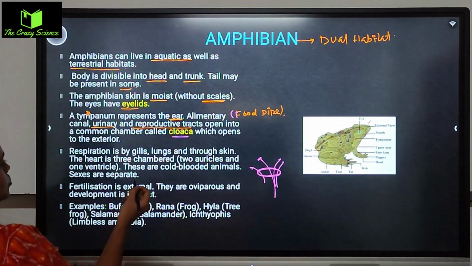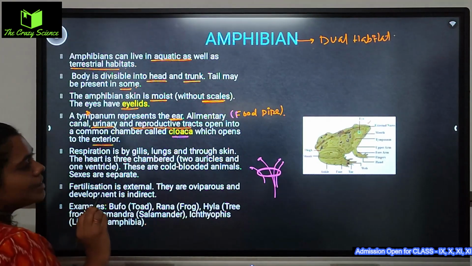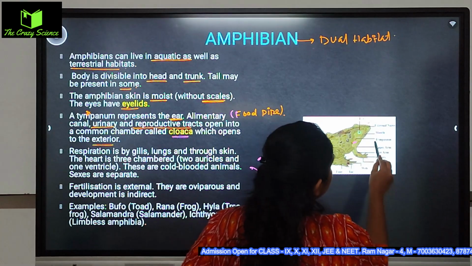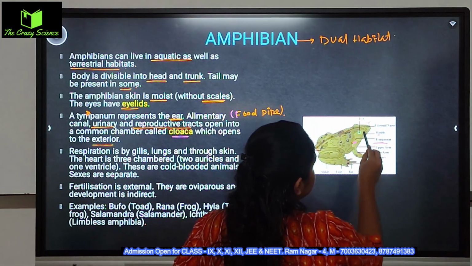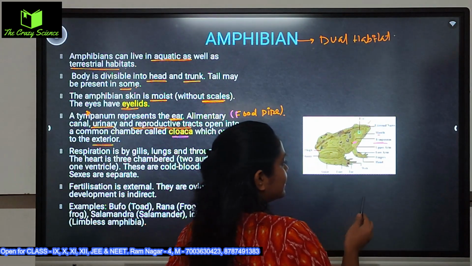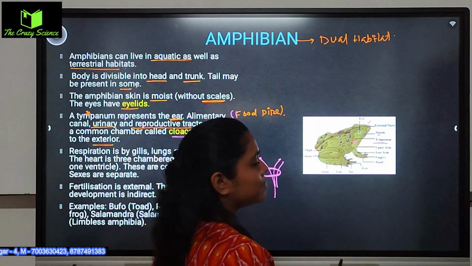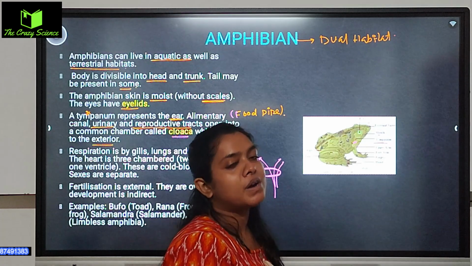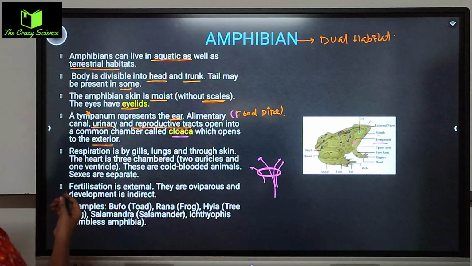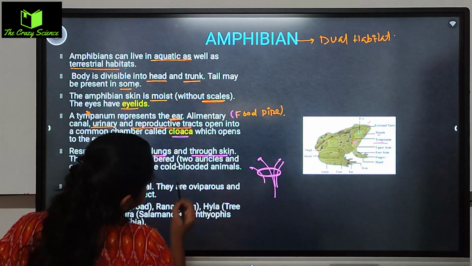Okay, so this, which opens to the outer wall, is called the cloaca, and the tympanum is the ear. This tympanum is present here, you can see it, and this is the mouth, external layers here, this is the upper arm, this is the forearm, these are the fingers, so these are the ankles. So two pairs of limbs are present in the body.